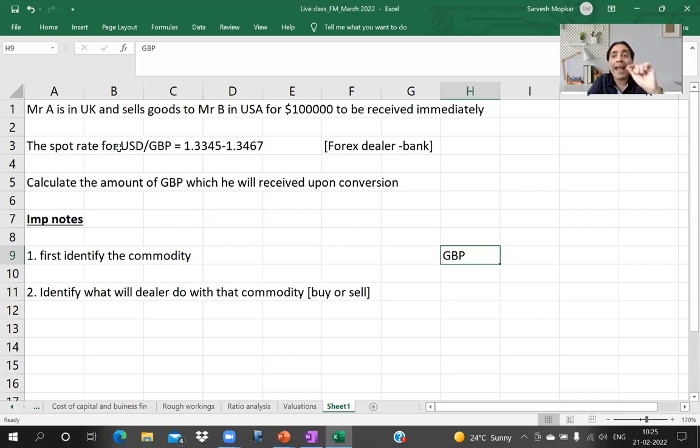So what will the bank do when Mr. A comes for converting his $100,000? What will the bank do with GBP? Not with $100,000, not with USD, with GBP. The bank is going to sell. Brilliant, I'm glad.